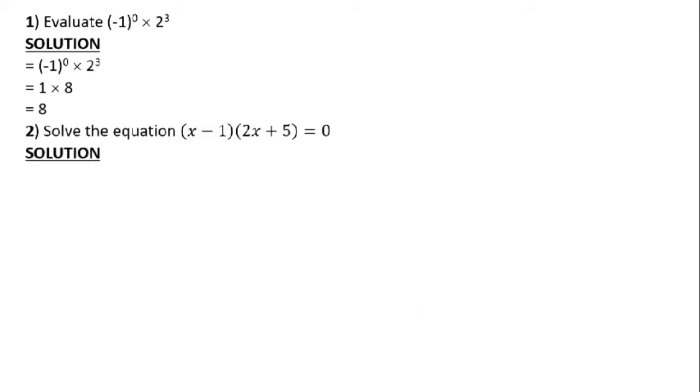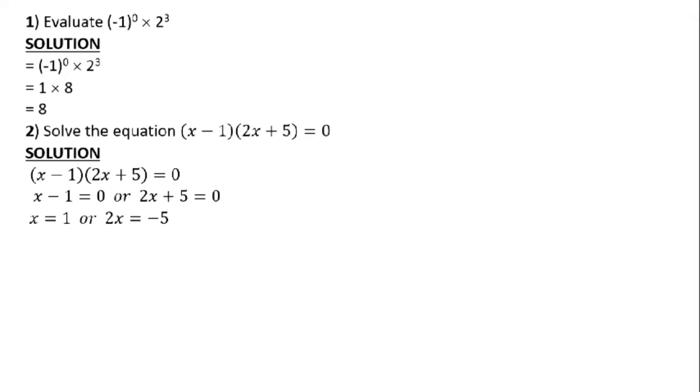We continue. Question 2 is saying solve the equation. We have open your brackets, x minus 1, close your brackets, open your brackets, 2x plus 5, close your brackets, is equal to 0. So what we are going to do, we'll get what is in the brackets, equate to 0, and then solve for x. Let's do that. So we have x minus 1 is equal to 0, or 2x plus 5 is equal to 0. So we'll transpose that -1 to the right, from the left it will become a +1, and we'll transpose the +5 from the left to the right, it will become a -5.